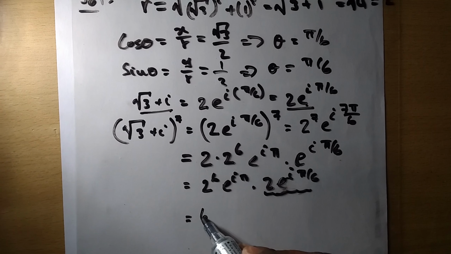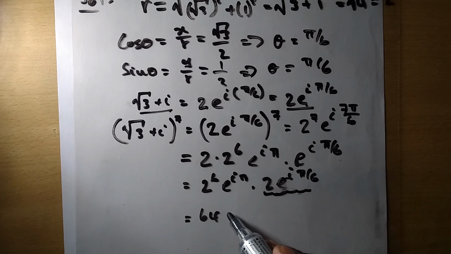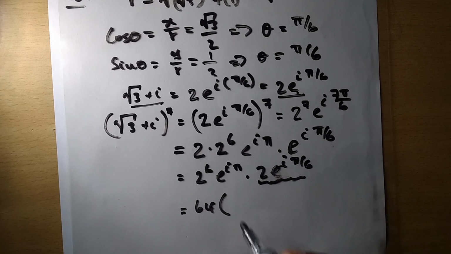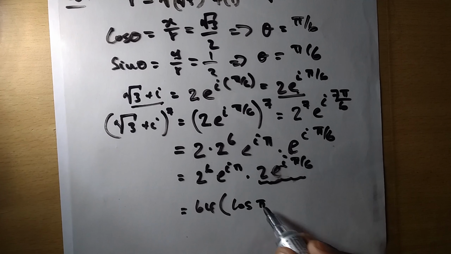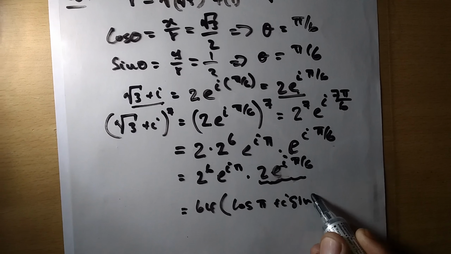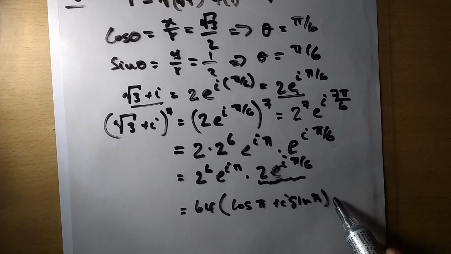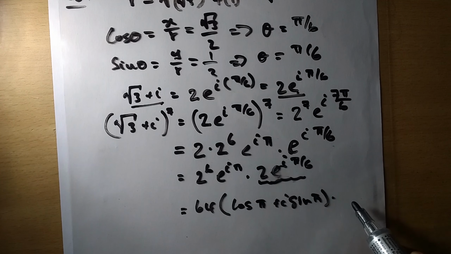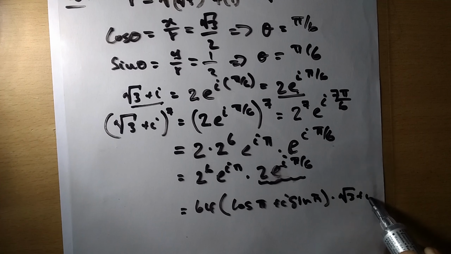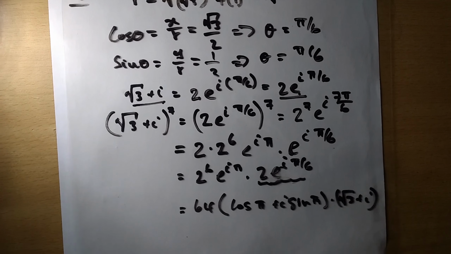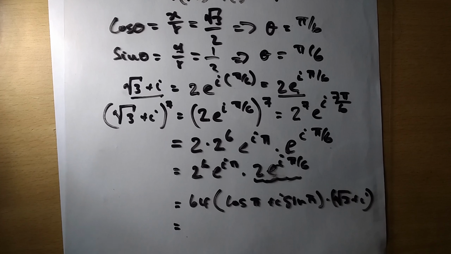So 2 to the 6 is just 64, and then here we're going to expand this using Euler's formula. We're going to have cos of pi plus i sine of pi, multiplied by what we have here, which is just the square root of 3 plus i. Now, what is cos of pi?